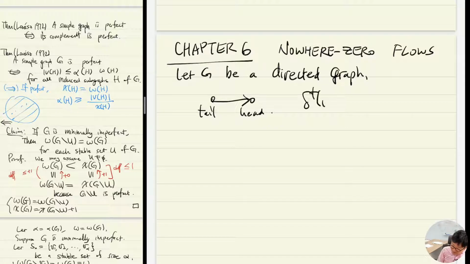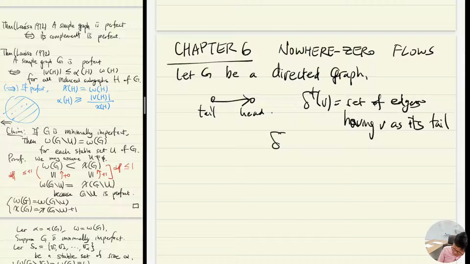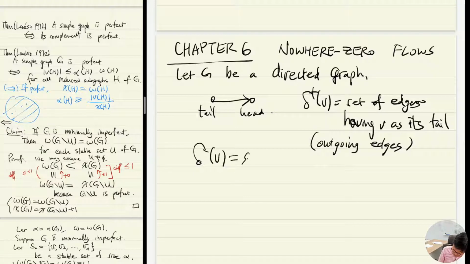So delta plus v is the set of edges having v as its tail, so it's the outgoing edges. Delta minus v is the other one, the set of edges having v as its head.